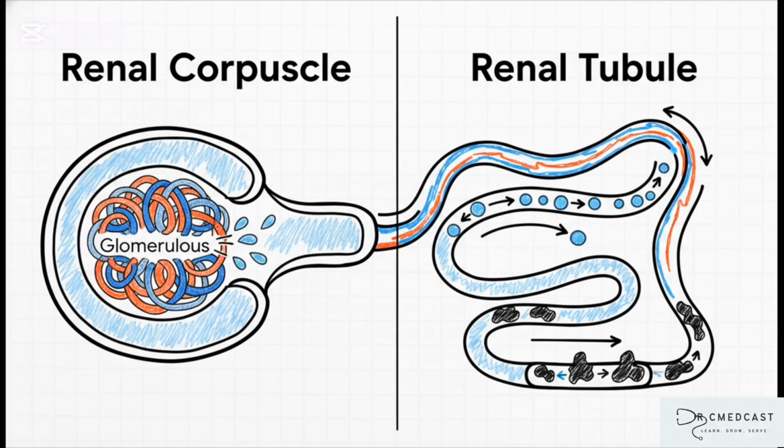Now, every single nephron has two main parts. First up, you've got the renal corpuscle. That's the filter itself. Just picture a tiny, tangled ball of capillaries, the glomerulus, sitting inside a little cup called Bowman's capsule. This is where fluid gets squeezed out of your blood. Then, you've got the renal tubule. It's this long, winding tube that takes that raw liquid and meticulously processes it, deciding what your body needs to keep and what it needs to throw out.